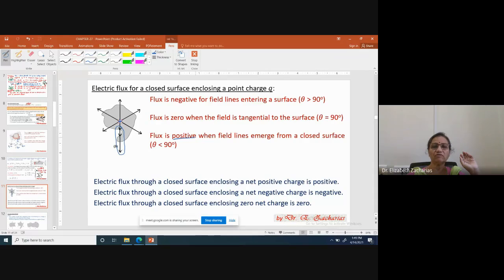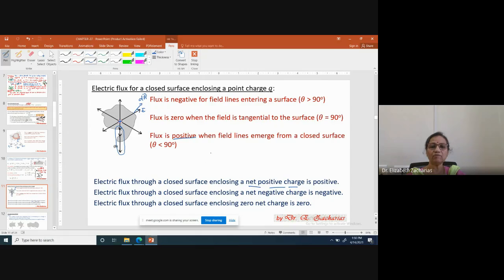Flux will be positive when field lines emerge from a closed surface, because, as I already told you, theta will be less than 90. For example, here if I draw my area vector, I find that my area vector and my E vector make an angle theta less than 90. Or you can also conclude that for a closed surface, if what you have inside is a net positive charge, then the flux will be positive. Flux is positive when the net charge inside is positive.